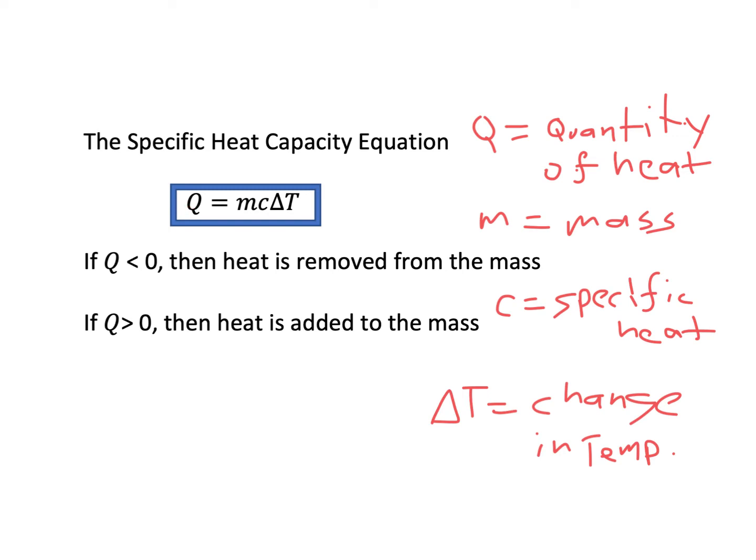Now, if the Q is less than 0, in other words, it's negative, that means that heat is removed from the mass. It's cooling down. If Q is greater than 0, if it's positive, that means heat is added to the mass. It's heating up.